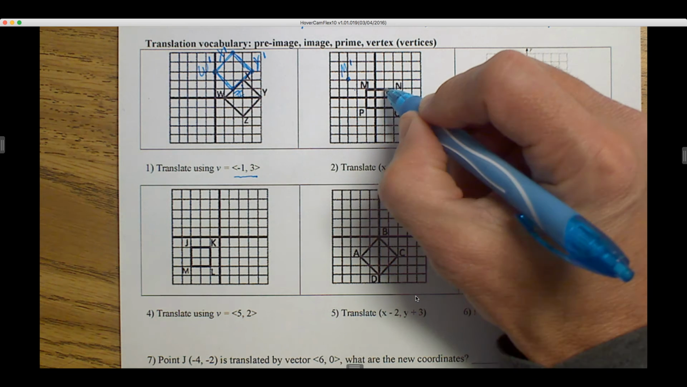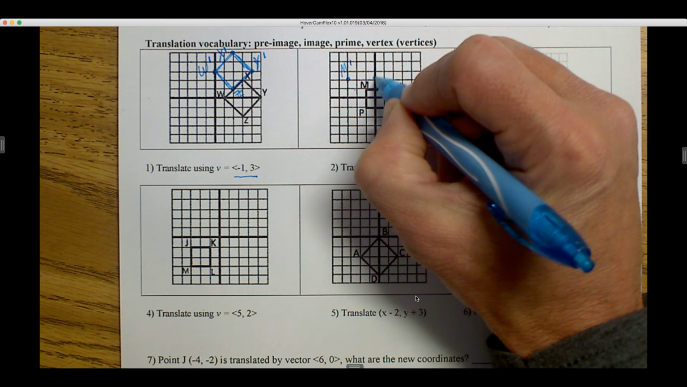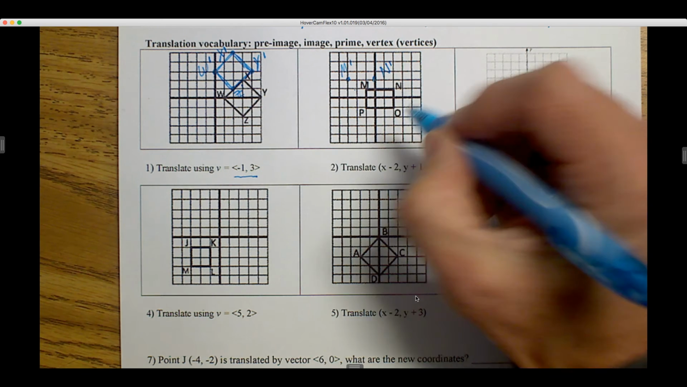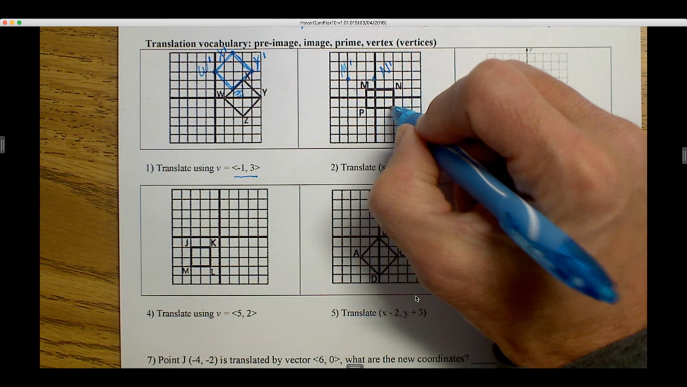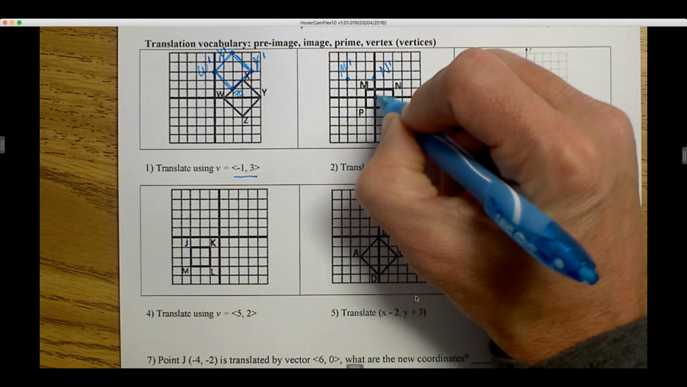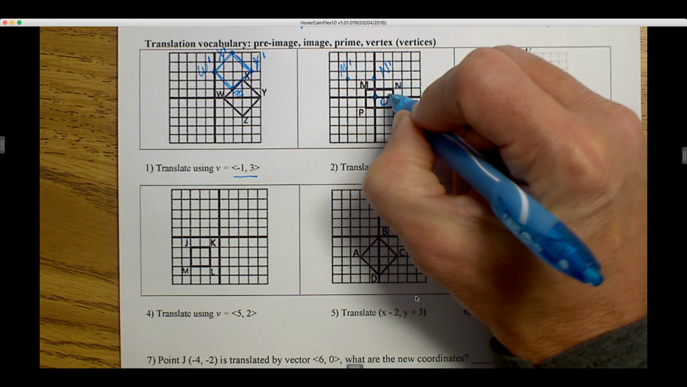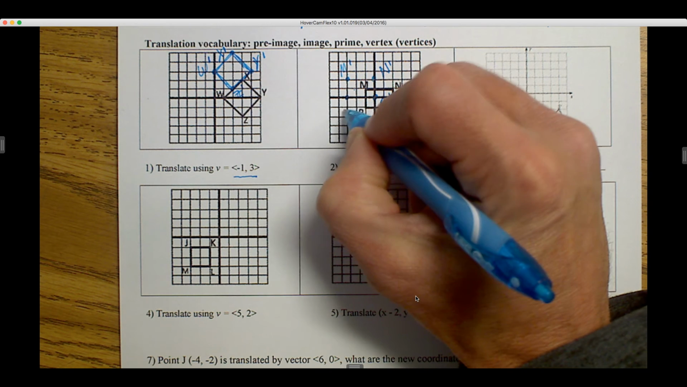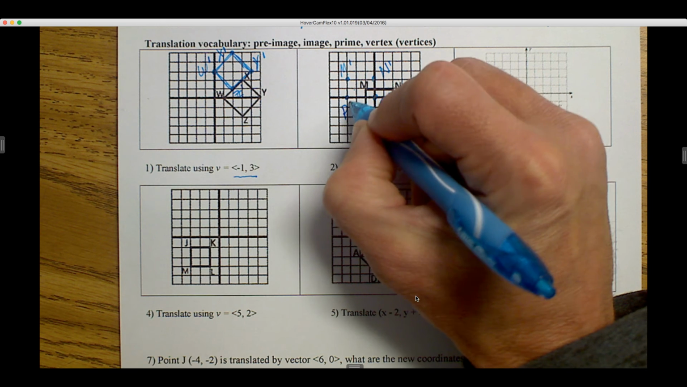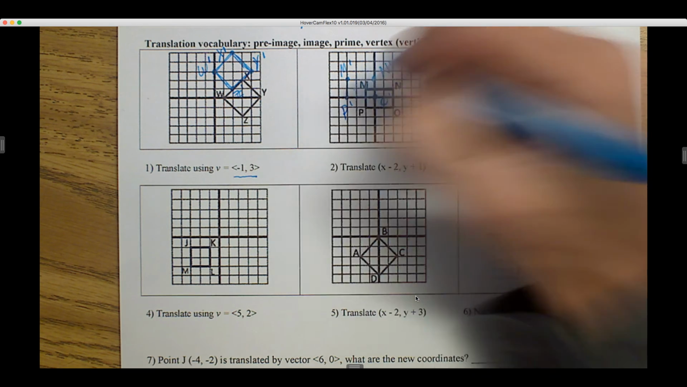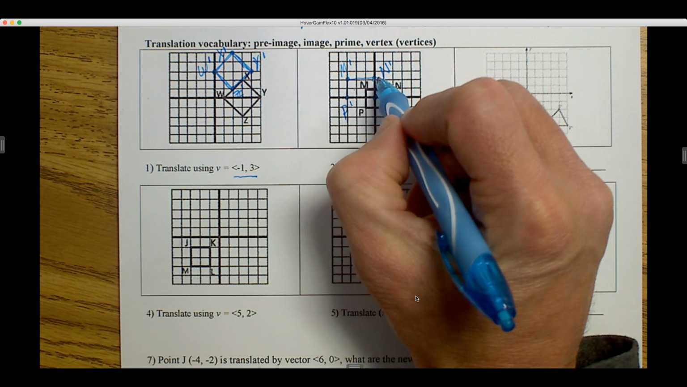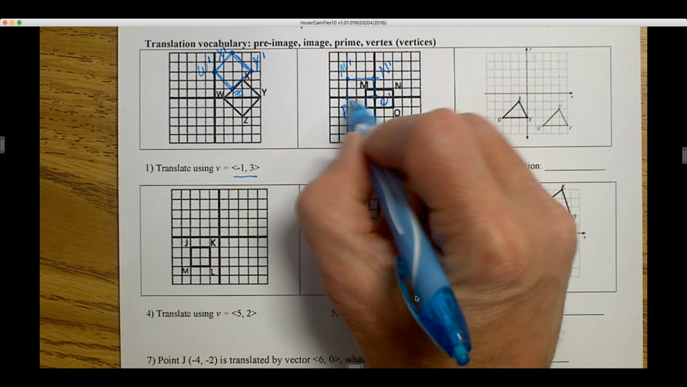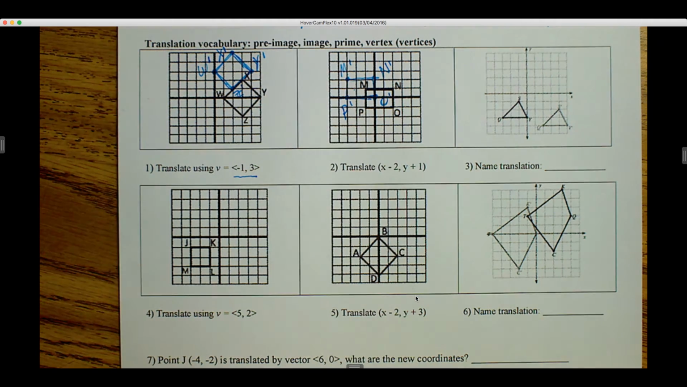And 2 to the left, 1, 2, 1 up, N prime. O, 2 to the left, 1 up. That puts us right at the origin, O prime. And then P, 2 to the left, 1 up. Puts us over here at P prime. We would make our new shape. Notice again that these do overlap.